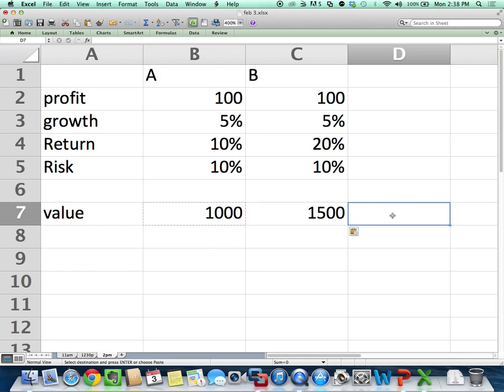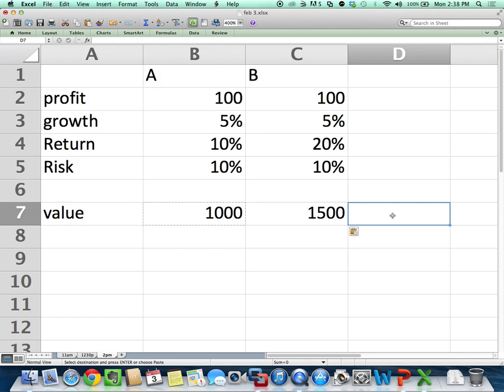What's another reason, just looking at the data on this spreadsheet, that B is more valuable? What's the differentiating factor? Yeah, B has the higher return on investment. So basically, we can clearly see that B is worth more because they have a higher return on investment. That's the only number that's different, and they're worth 50% more.